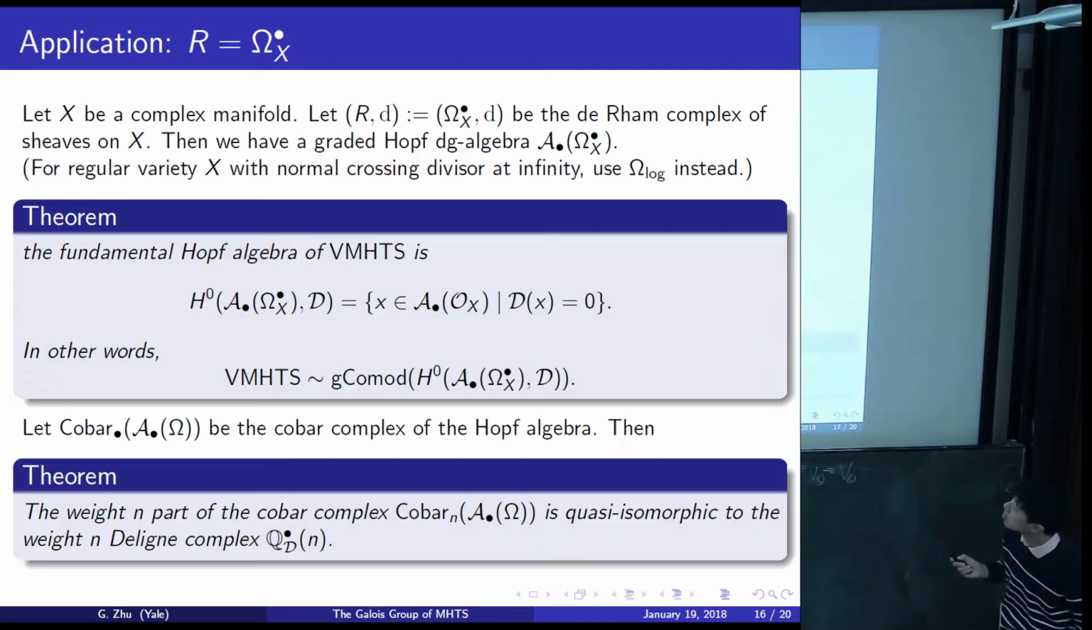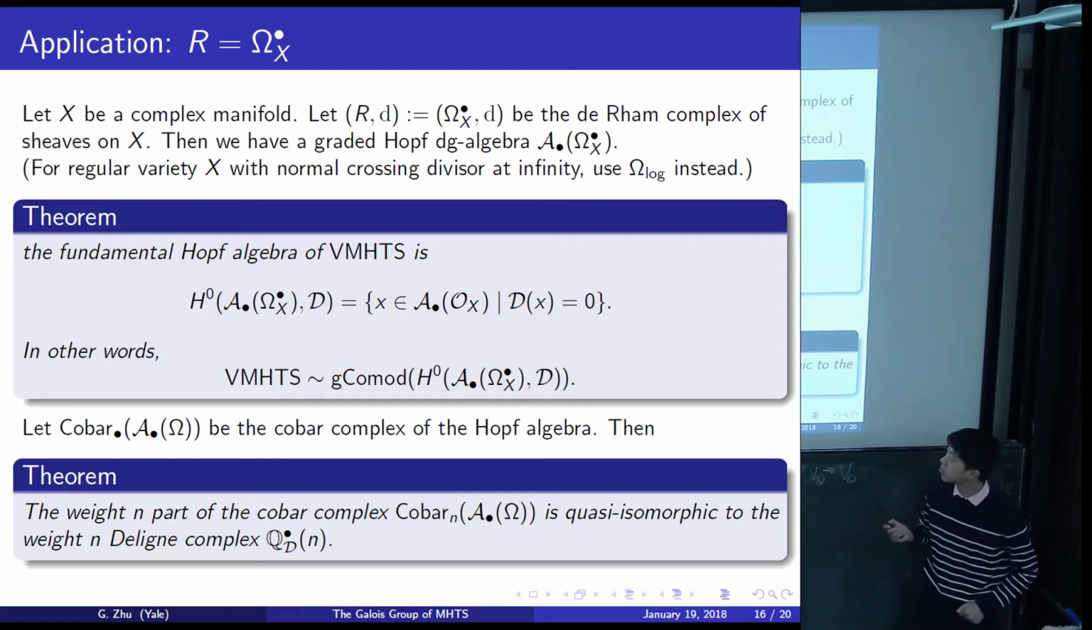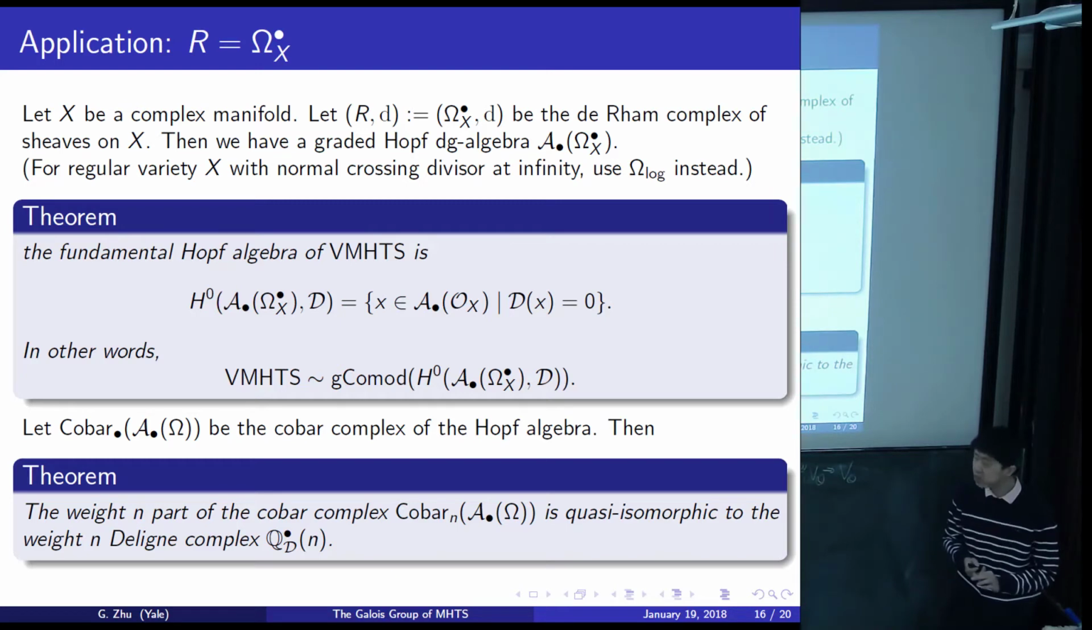So yes, here is the last application. The cobar complex. If we take the cobar complex of this Hopf algebra, then it's related to the Galois complex. That is, if we take the total weight m part of this cobar complex, it is quasi-isomorphic to the weight m Galois complex. So that is, to give a quick review, our Hopf algebra, for now at least, has 3 applications. It can describe the category of mixed Hodge-Tate structures, variations of that, and it can give another model for the Galois complex.